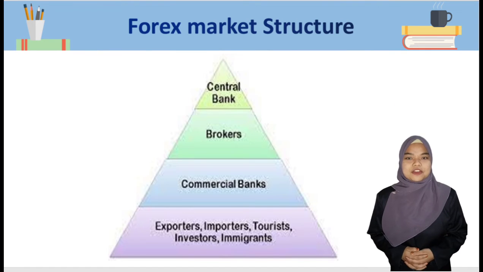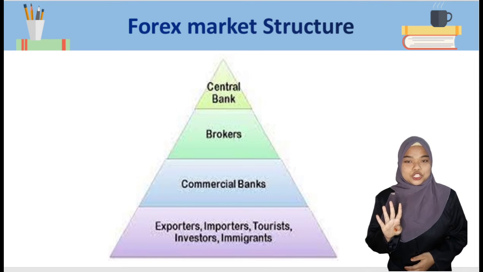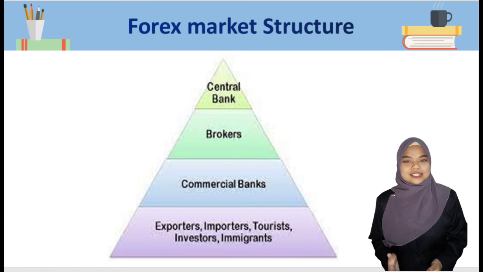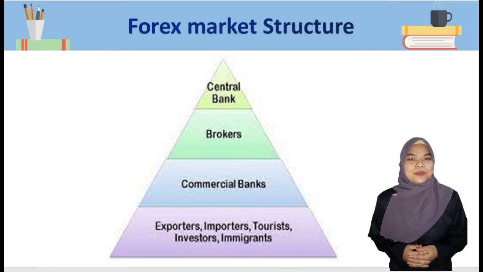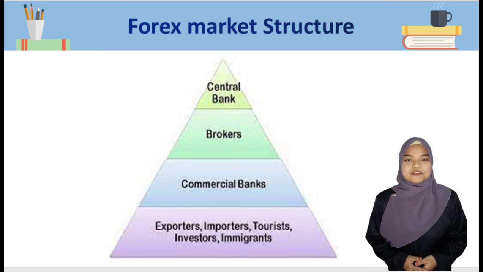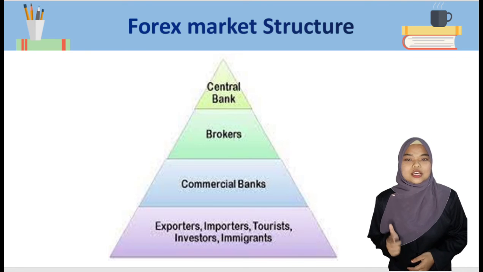We proceed with the foreign exchange structure. It constitutes 4 levels: central banks, commercial banks, brokers, and exporters, importers, tourists, investors and immigrants. Their position and place are shown in the hierarchy figure given. At the bottom of the pyramid are the actual buyers and sellers of foreign currencies, which are exporters, importers, tourists, immigrants, and investors. They approach commercial banks to buy it.